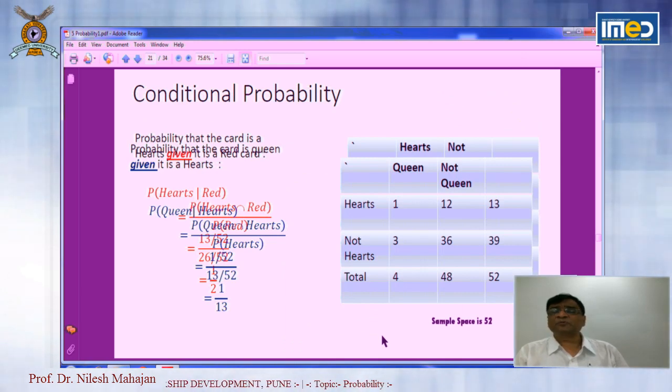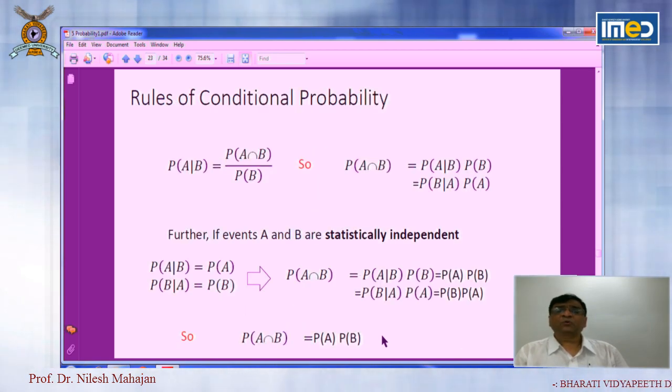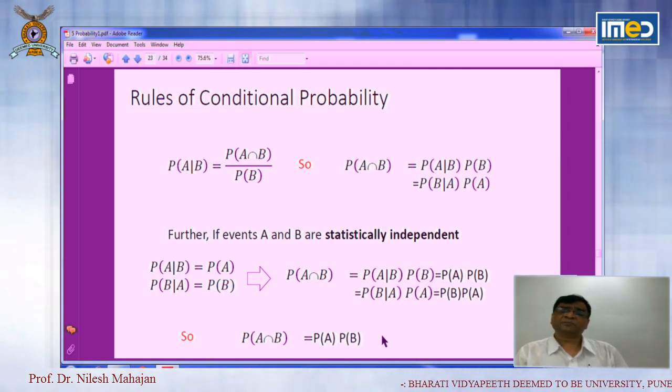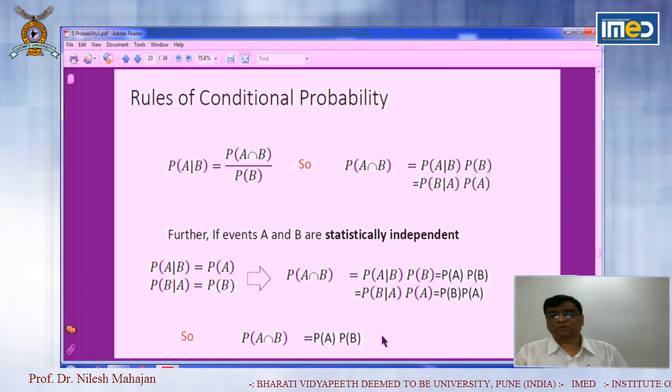This conditional probability example is also explained in the contingency table. You check the table, and according to the table we calculate the conditional probability. Now what is the relation of and, or? In set theory, and we consider intersection, and the mathematical treatments are the same in the union, right? Now, rules of conditional probability. P(A|B) equals P(A intersection B) upon P(B). So you calculate according to the given formula.